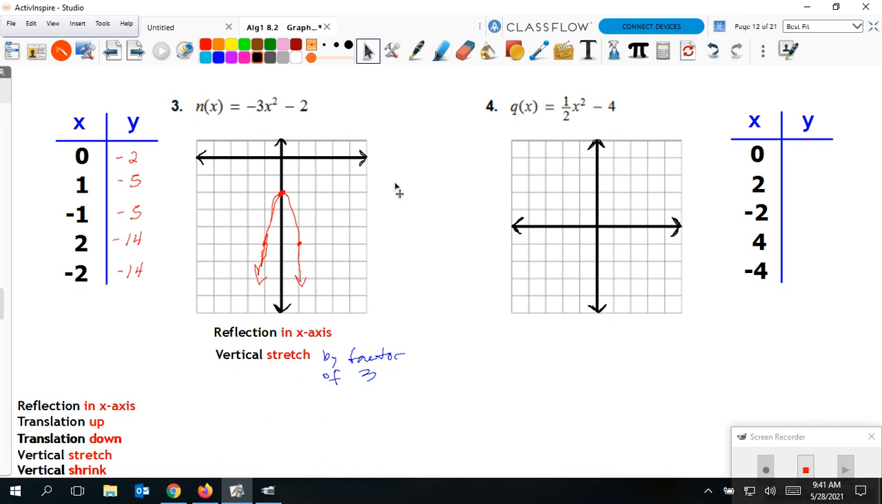And then it also, we shifted down here, it moved down from its original position there, 0, 0, it just moved down 2 units. So it's going to be translation, but translation down. There we go. So it's also got a translation down. And for this one, we're going to say how many units. It went down 2 units.